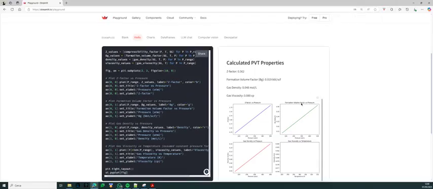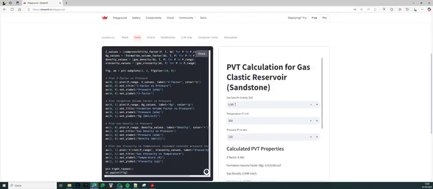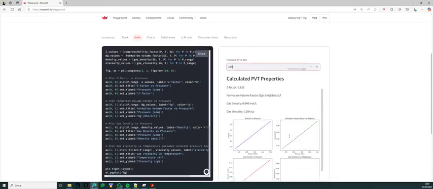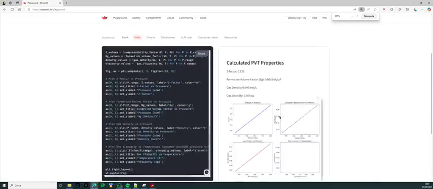So in this case we are calculating the PVT properties, the pressure, volume, temperature properties of a gas condensate reservoir. We have editable parameters like gas specific gravity. We put in a standard value. Temperature is too high, so we can consider this. Pressure in atmosphere. And we also have this kind of result for this simulation.